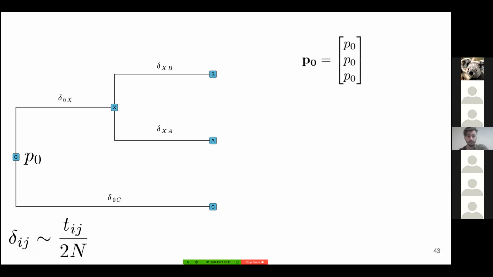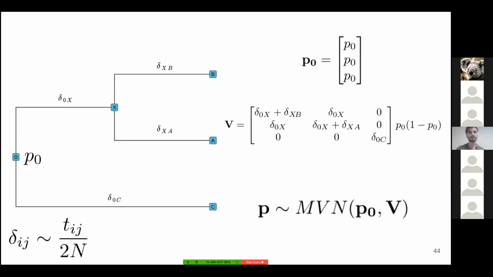If we use vector notation for convenience, the vector of expected allelic frequencies of A, B, and C will be P0. And the covariant structure of the allelic frequencies will be given by the drift parameters and the topology of the population phylogeny. The covariance of two populations will be the drift parameter that corresponds to the more recent common ancestor. In this case, for A and B, the recent common ancestor is X, so the covariance is the drift parameter associated with X.